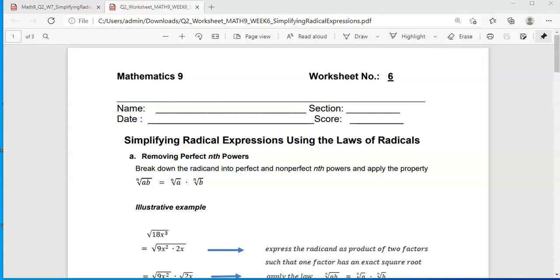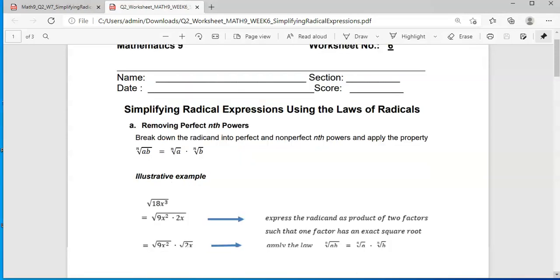Okay, good morning class. So, ituturo ko sa inyo ngayon simplifying radical expression using the laws of radicals. So first, ang una nating i-discuss is removing perfect nth powers. So break down the radical into perfect and non-perfect nth powers and apply the property: the nth root of AB is equal to the nth root of A times nth root of B.